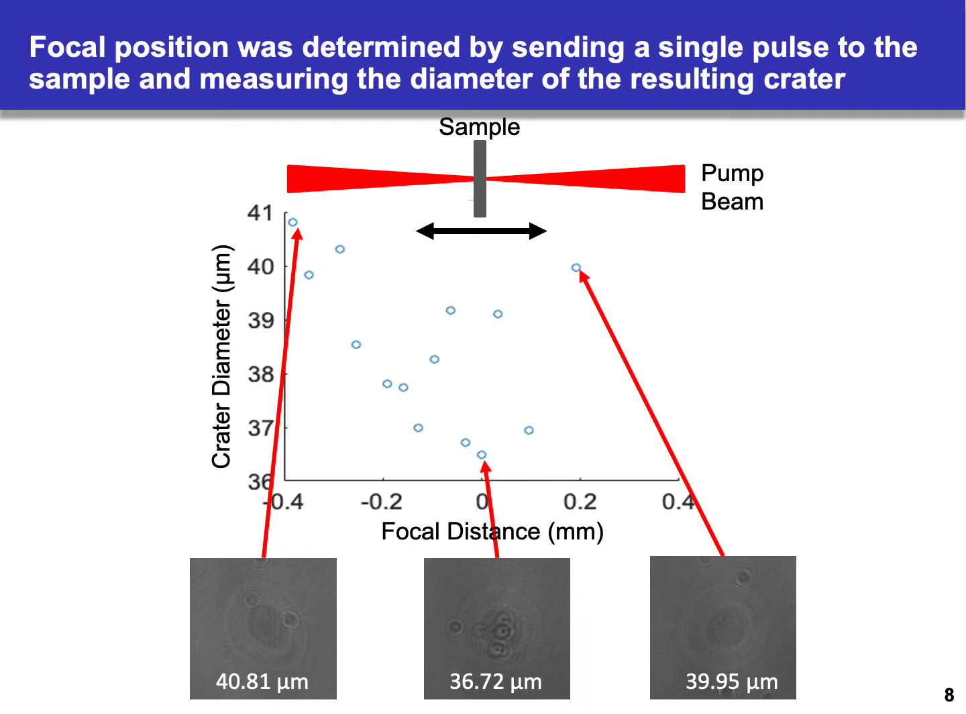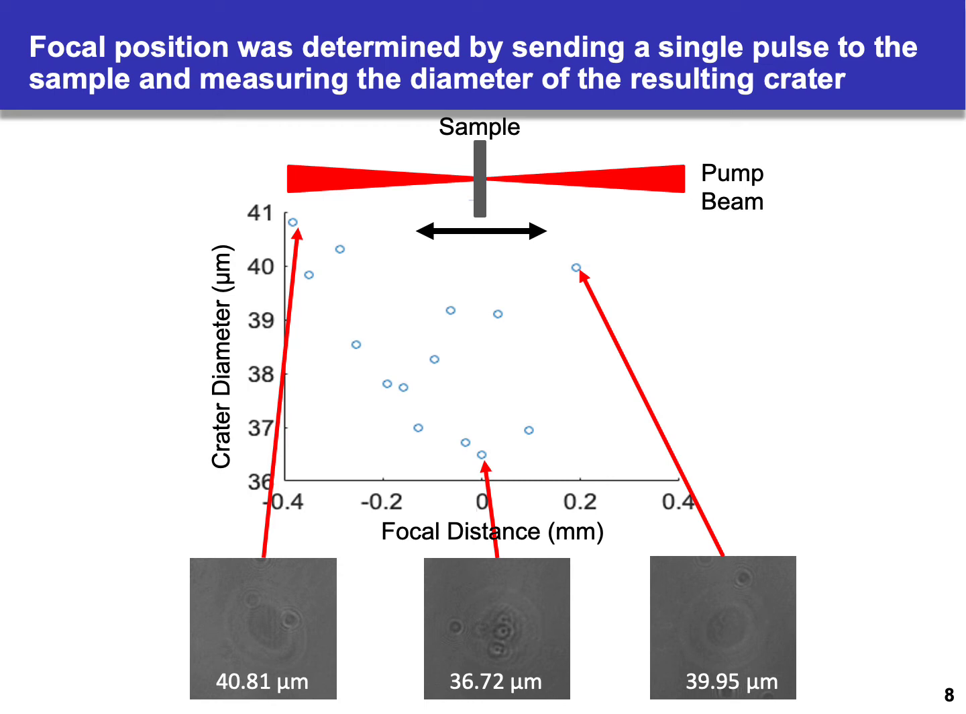We do this by sending a single pulse to the sample at a range of stage positions and measuring the diameter of the crater that was created by the laser pulse. The minimum crater diameter represents the stage position in which the focal point irradiates the sample.